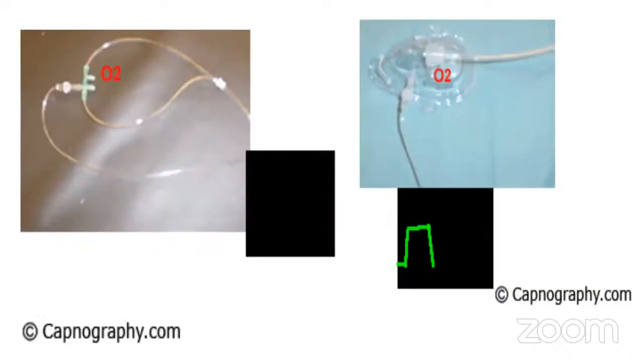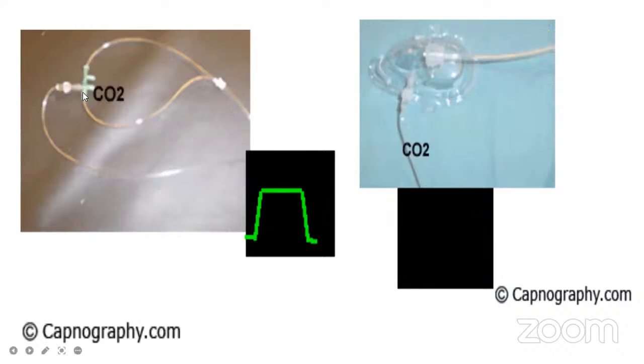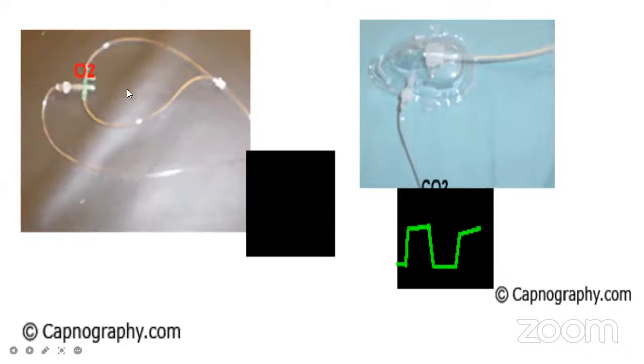So this is connected to the CO2 and nasal prongs. Here we can see that oxygen is flowed here, and then the sample is aspirated for CO2. So it can be used even in spontaneously breathing patients. This is connected to the mask.